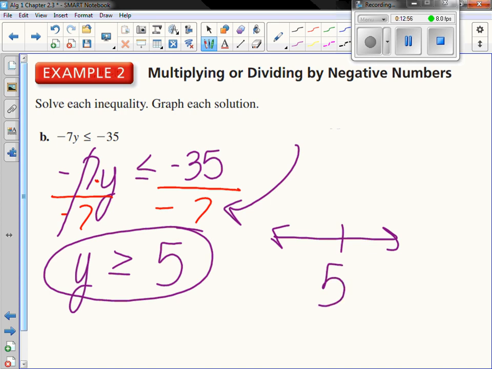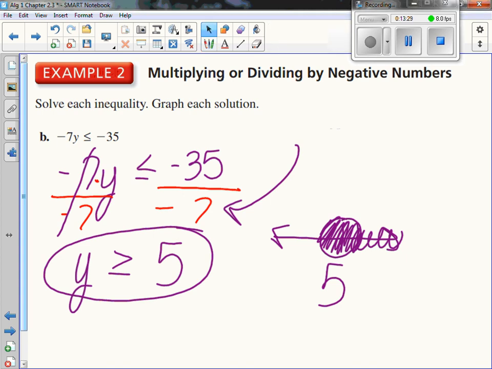And we have this here. Now, will the circle be opened or closed? Closed, because it's equal to. Then do we shade to the left or to the right? So y is greater than, so we would shade to the right because it's bigger than it. So we would shade to the right. Any questions on any of this here?